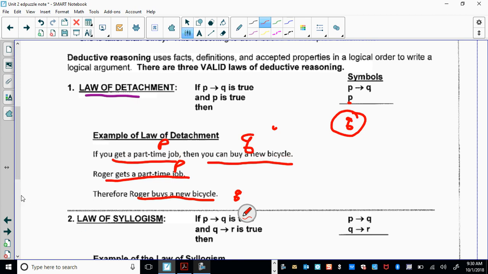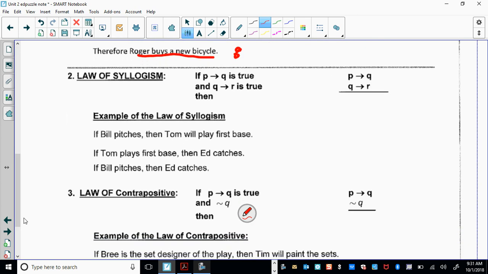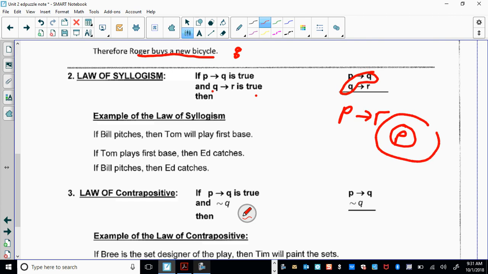All right, the next one is the law of syllogism. This is if P then Q is true, then Q then R is true. Then since these two are the same, see how the two Qs are the same, therefore, P then R. And usually I use circles like this. P is in Q, okay? And Q is in R, so the big circle is R. Therefore, P is in R, okay? So that's the statement that we can make.